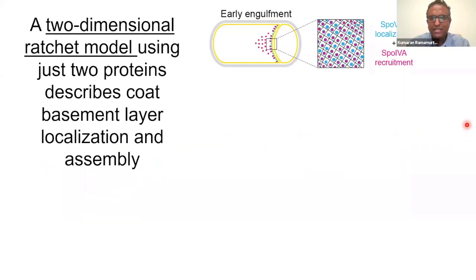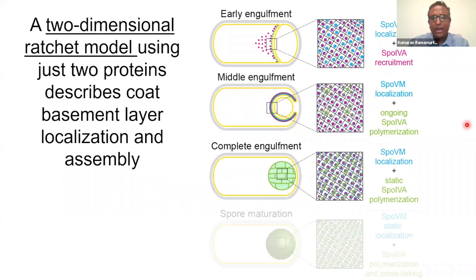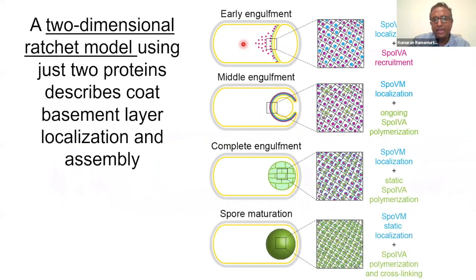And so translated to in vivo, this is what we think is happening, where the proteins are both made in the mother cell cytosol. Once they get localized onto the forespore surface, polymerization begins, and eventually everything is locked into place by the time you get spore maturation.